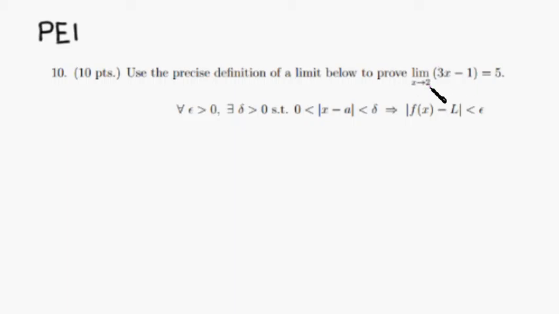You can see that here, 2 is the a value, right? And 3x minus 1 is the function, so it's f of x. And the 5 is the limit value, so it is L. So we're going to do some scratch work so that we can find the expression for delta. So here's our scratch work.